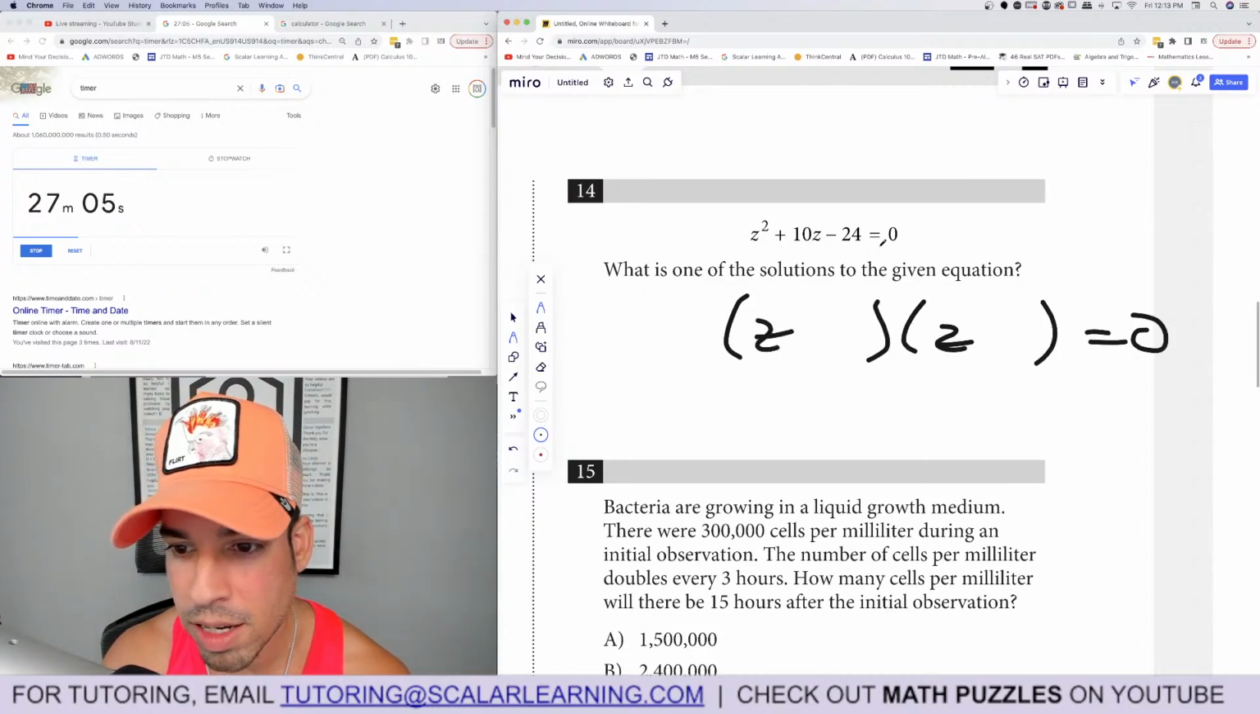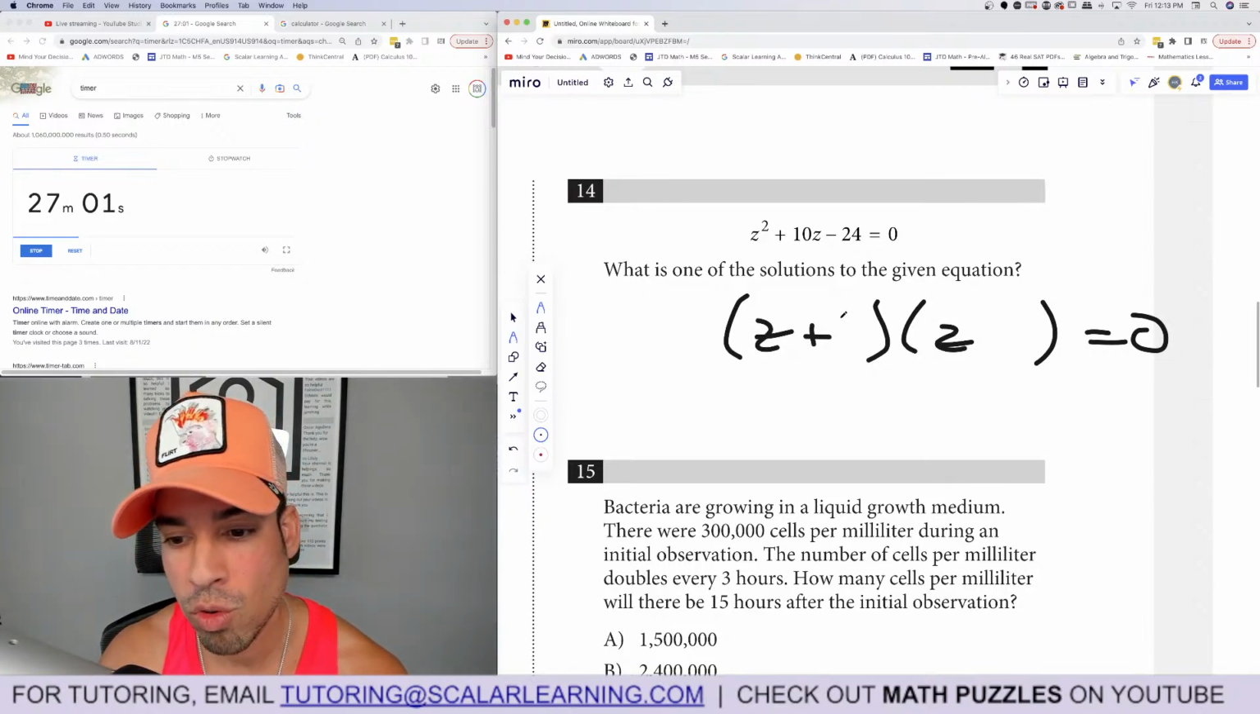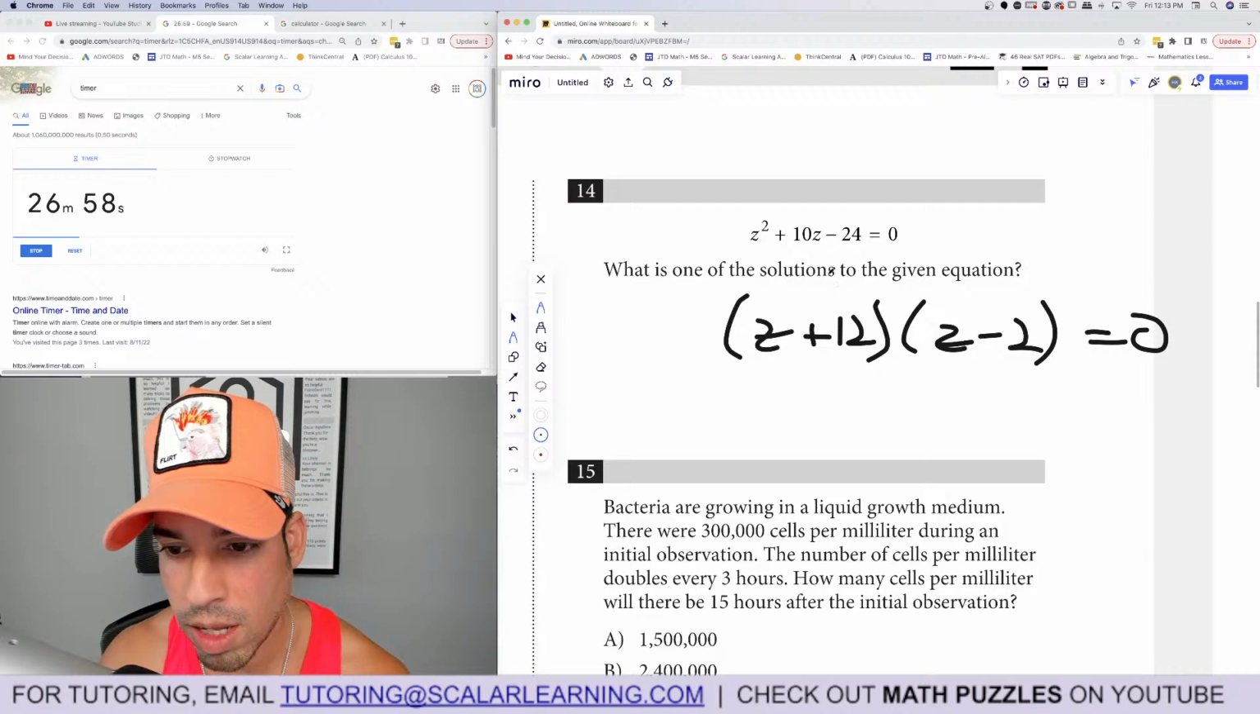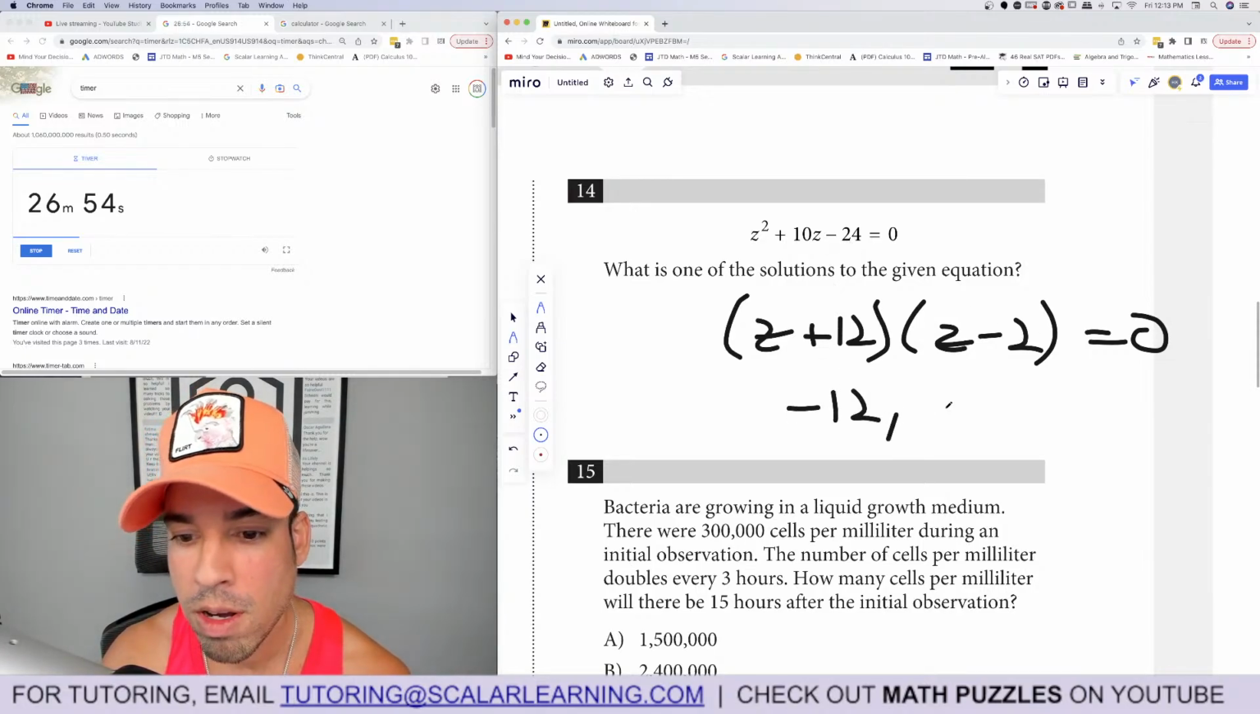What multiplies to -24 and adds to 10? That would be positive 12 and -2, right? So that multiplies to -24 and adds to 10. So my two solutions are -12 and positive 2.